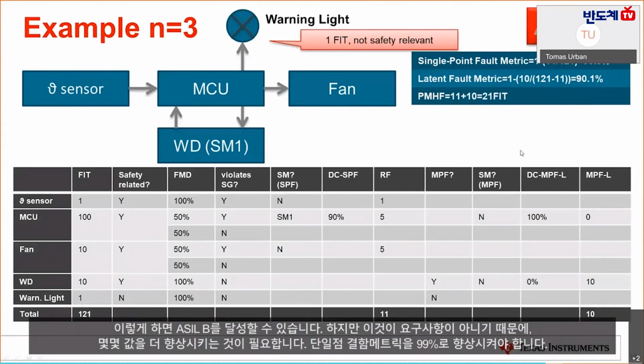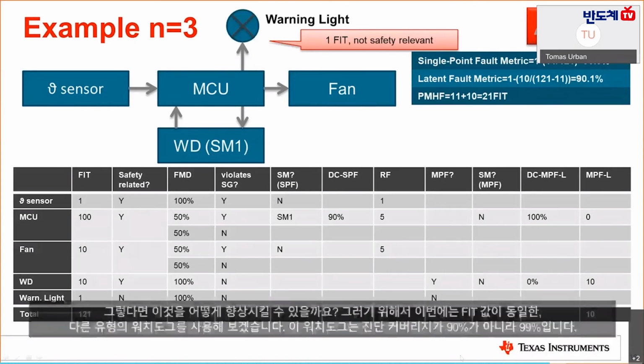And this is already ASIL B. However, this was not the requirement. We need to go further and maybe improve some of those values. So we probably need to improve the single point fault metric, which needs to be 99%. So we can look at how to improve this, right?